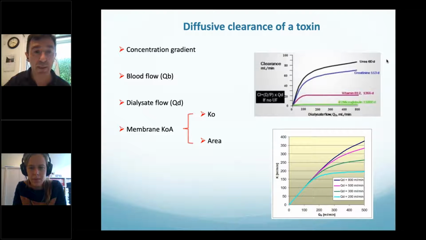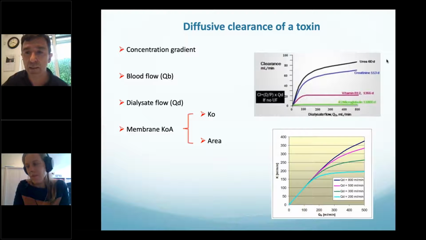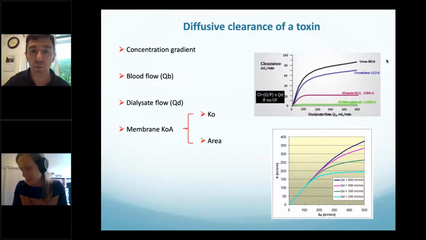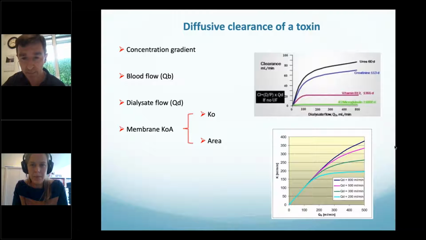Dialysate flow is important as well, as the higher the dialysate flow, the better the clearance, but once again, just for small molecules. But please remember that when the blood flow is low, below 200, which is very common in pediatric dialysis, it does not make sense to increase the dialysate flow too much because the clearance will not improve.